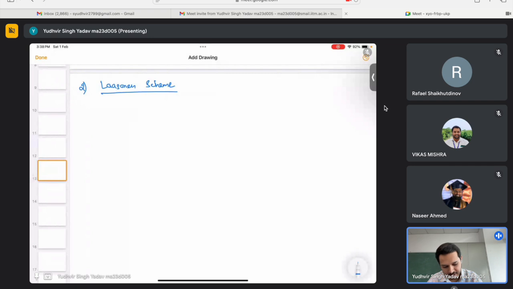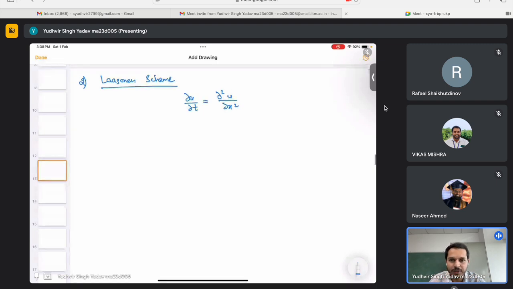So the next scheme is the Laasonen scheme. Here again we are solving the heat equation, that is del u by del t equals del 2 u by del x square. Again we have the same boundary conditions and the initial condition. So I will directly construct this scheme. Here we use a backward difference scheme for the time derivative and the central difference for the spatial derivative.